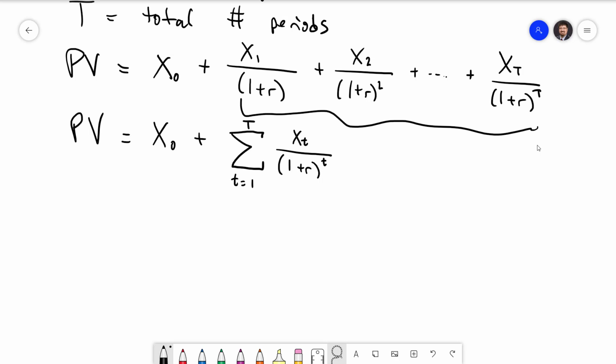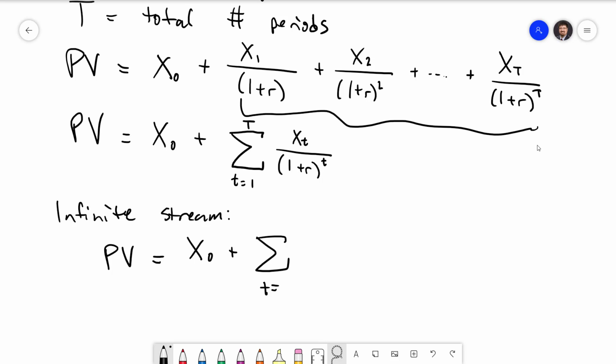It's also possible for an income stream to go on forever. That is, it goes to an infinite number of periods instead of having a stopping point at big T. In that case, we can write the present value equals x naught plus all of our same summation notation, but instead of stopping at big T, it just goes to infinity.